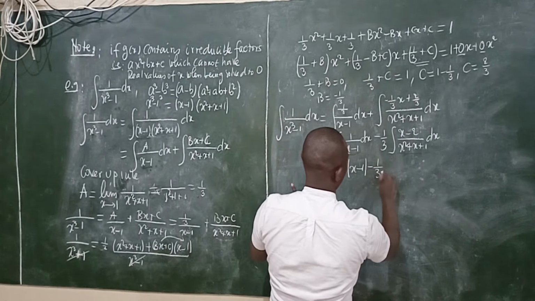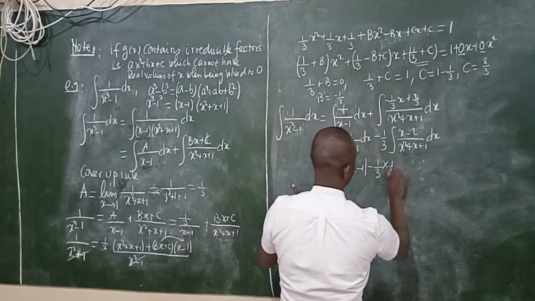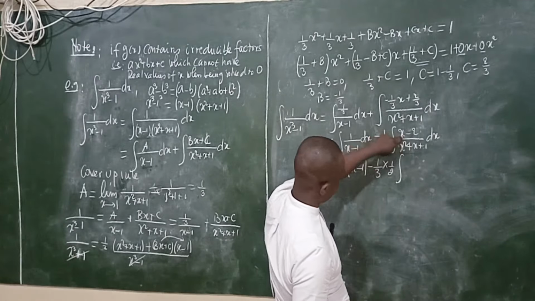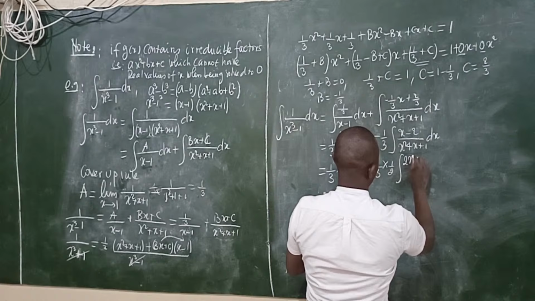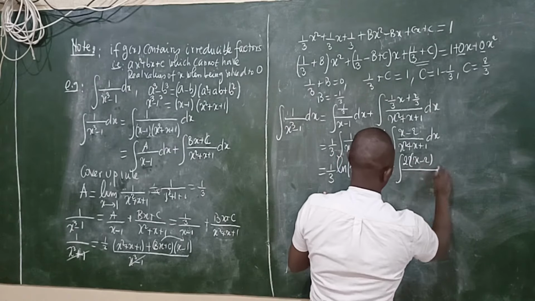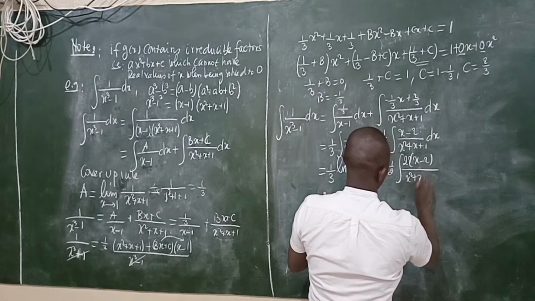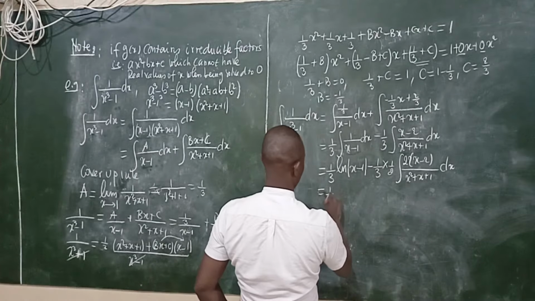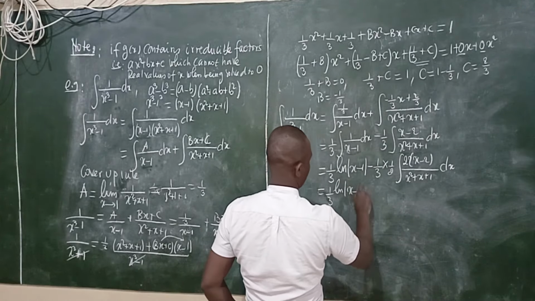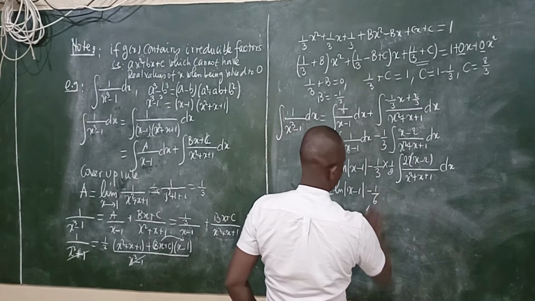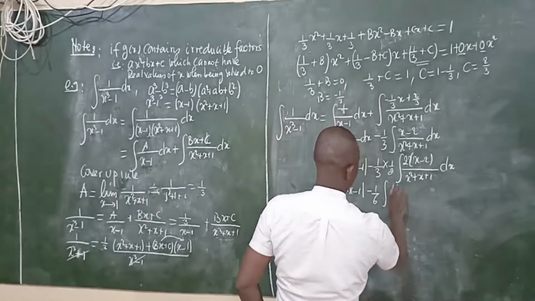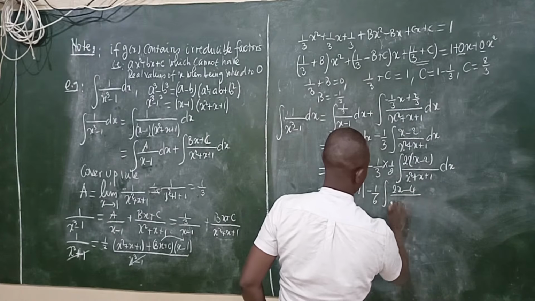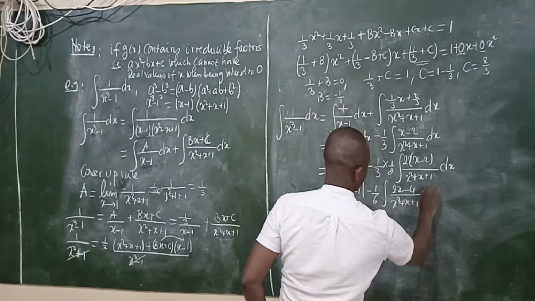Minus 1 over 3. Let me multiply a half into the numerator, I'll be multiplying 2 into x minus 2 by x squared plus x plus 1 dx. This is going to be 1 over 3 ln of x minus 1 minus 1 over 6 times the integral here will be 2x minus 4 divided by x squared plus x plus 1 dx.